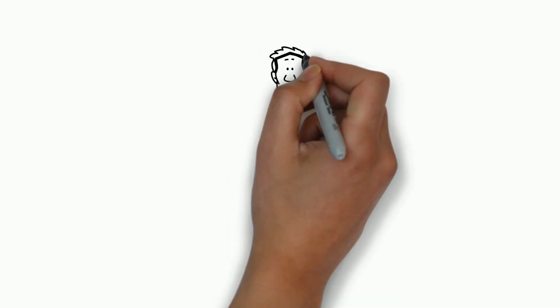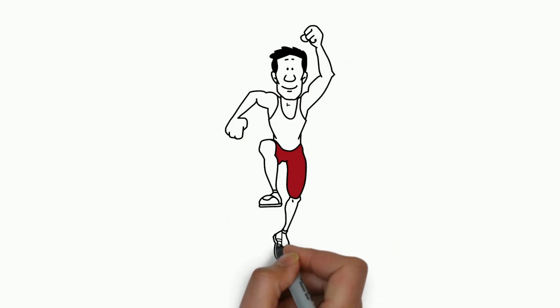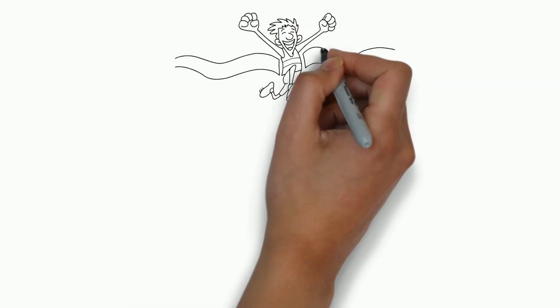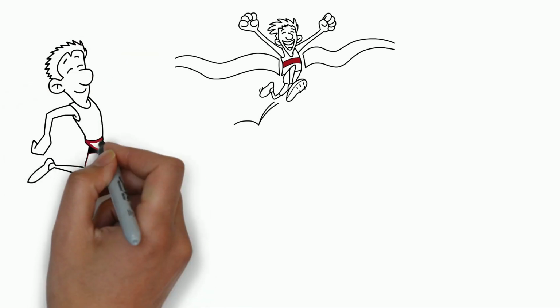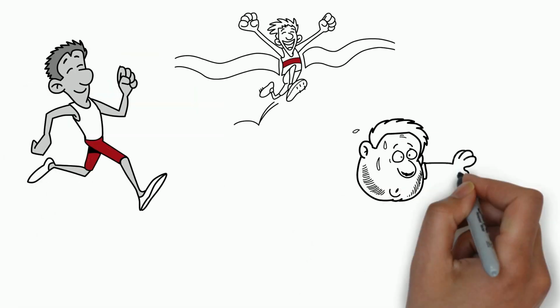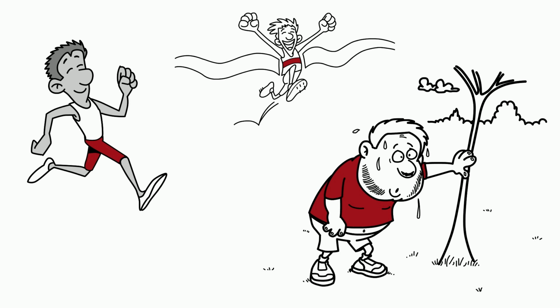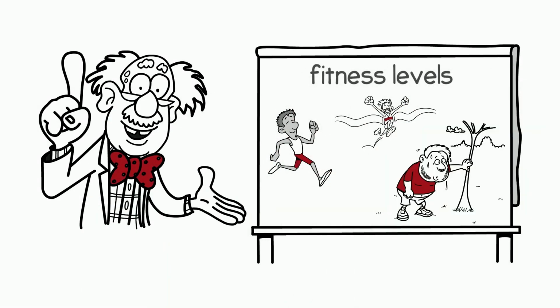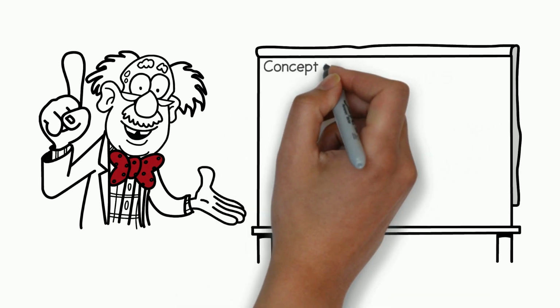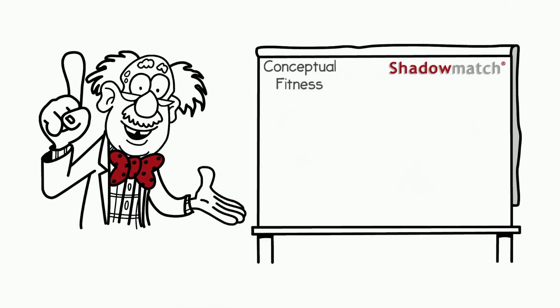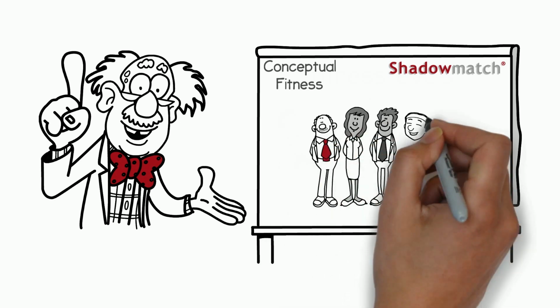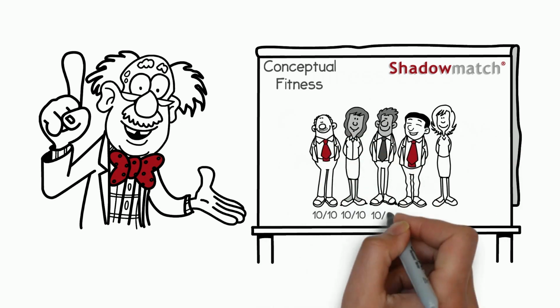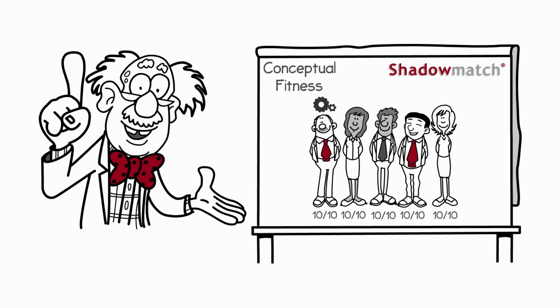Most people have the ability to run. However, not everyone has the same fitness level. Some individuals might be fit enough to run a marathon. Some individuals will be fit enough to run 10 kilometers, and others might only be able to run 100 meters. They all have the ability, but they are at different fitness levels. This is exactly what we measure with the conceptual fitness in Shadowmatch. The vast majority of people have the ability to score 10 out of 10 for the conceptual questions. However, we are all at different fitness levels.